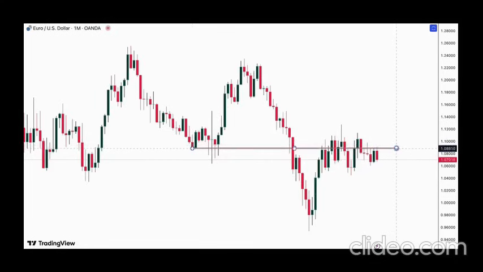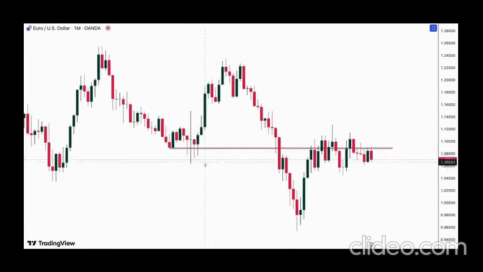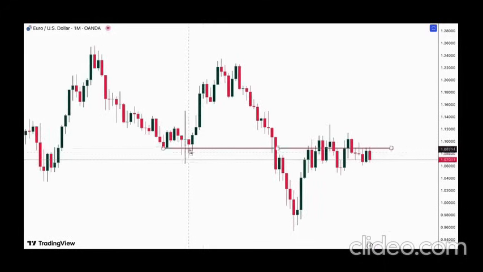So this was our support. The market bounced here and tried to penetrate it, but it ended up leaving these wicks, and it didn't manage to break, and it goes below this small support.